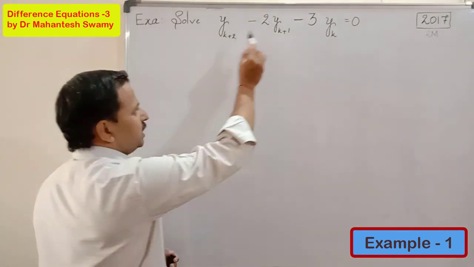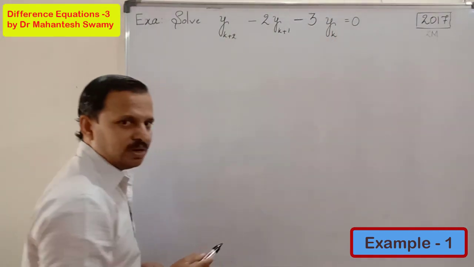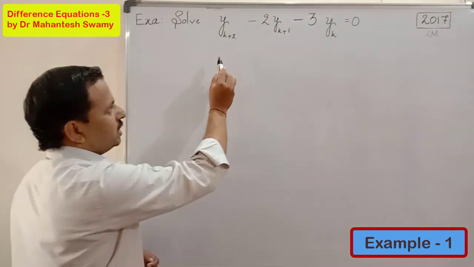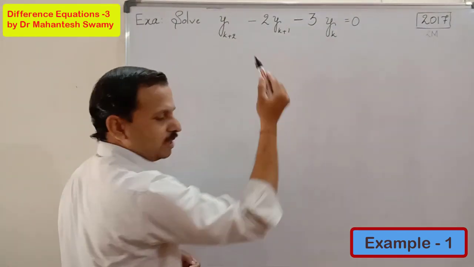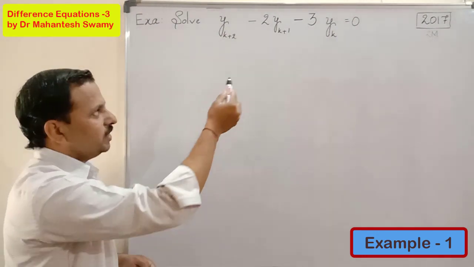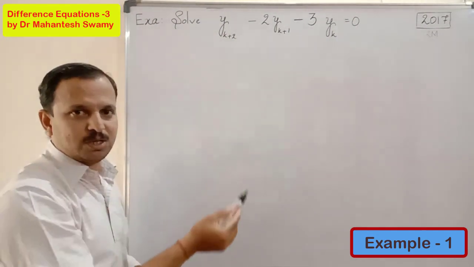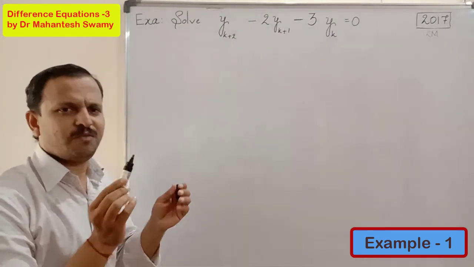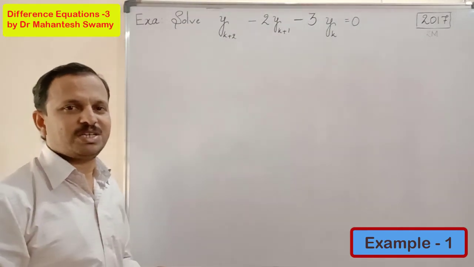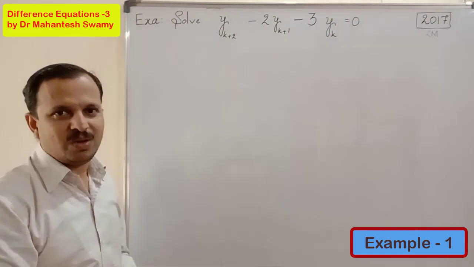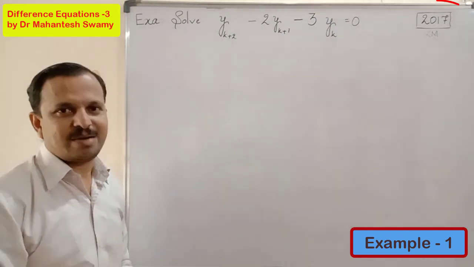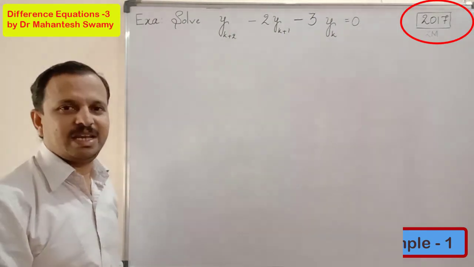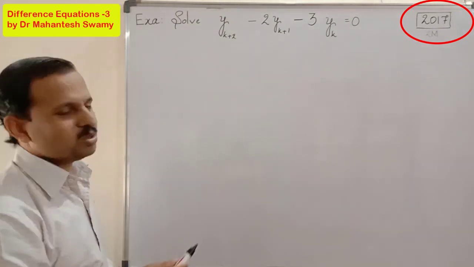It is homogeneous because the right hand side is 0. It is linear because there are no y_k terms multiplied with itself or with any other y_{k+1} or y_{k+2} terms, and it also has constant coefficients. So it is a very simple type of difference equation to solve, and this question has been asked in the examination of 2017 for 2 marks. So how to solve this example?